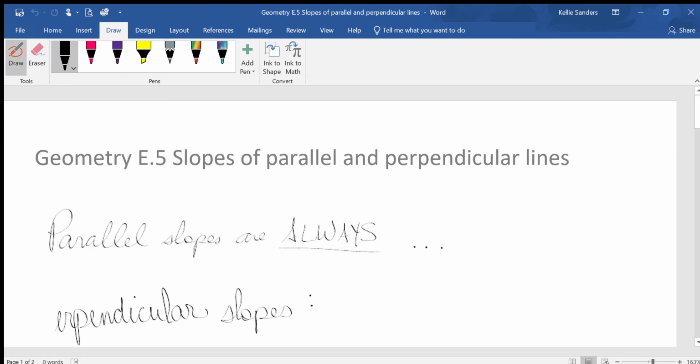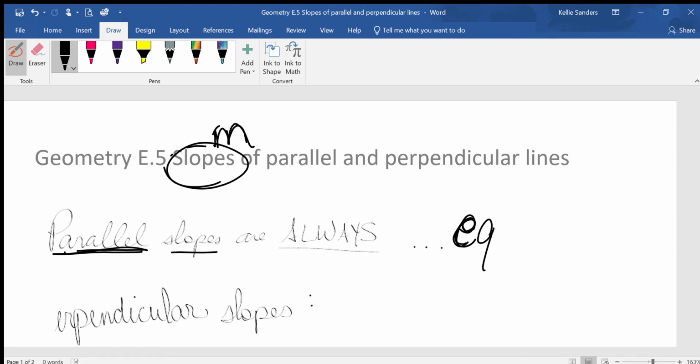Geometry E5, slopes of parallel and perpendicular lines. Remember, when we're talking about slopes, we're talking about M, okay? So, if you're comparing two lines and it is told to you that the lines are parallel, then that means that your slopes are always equal. They are always the same.